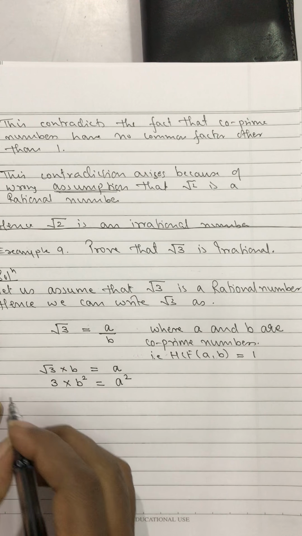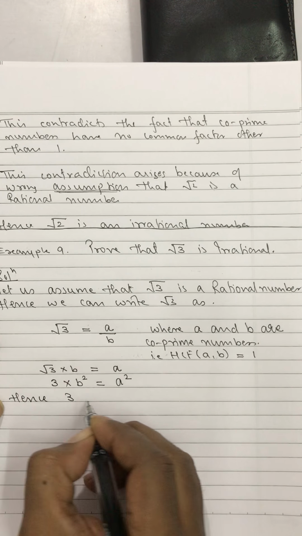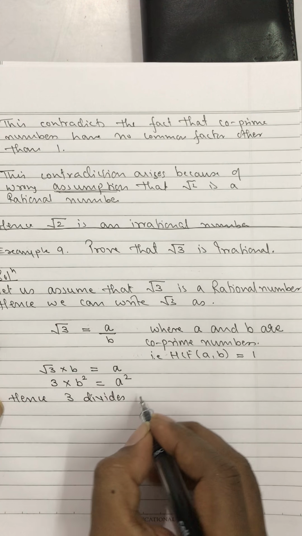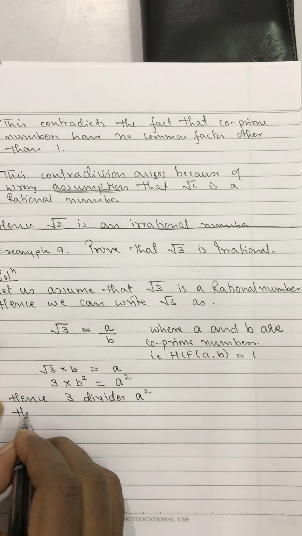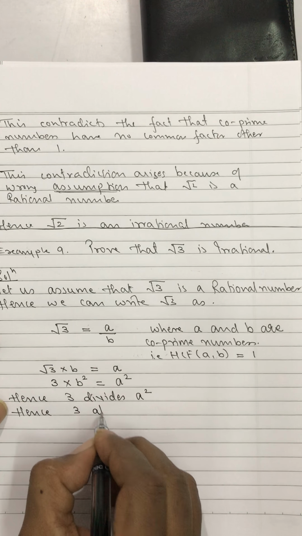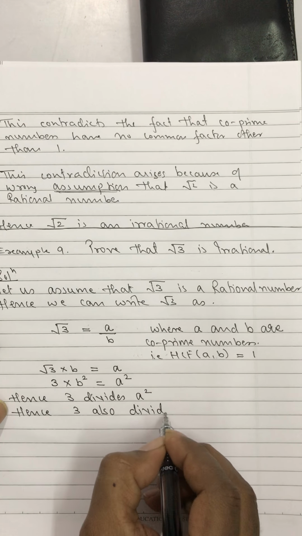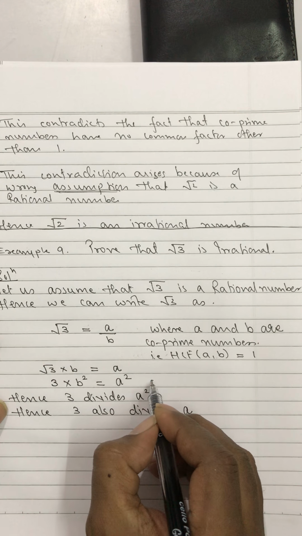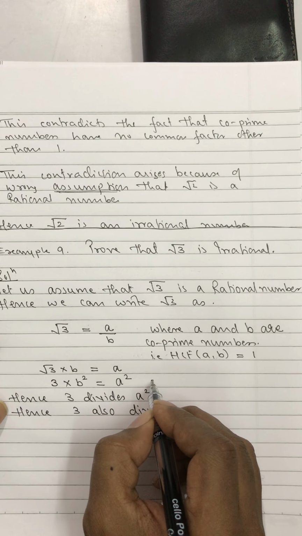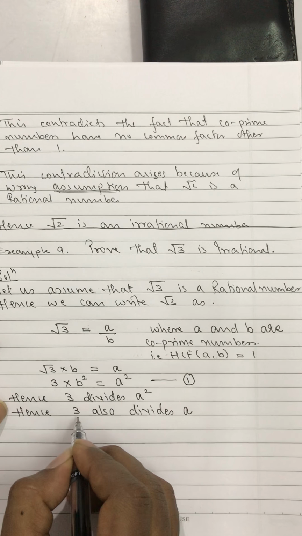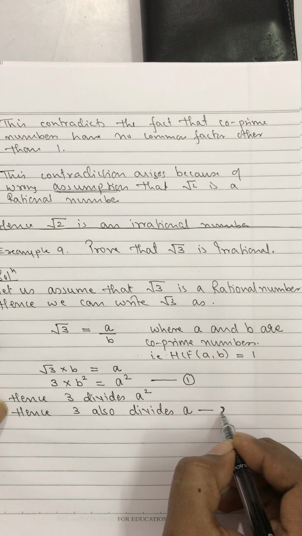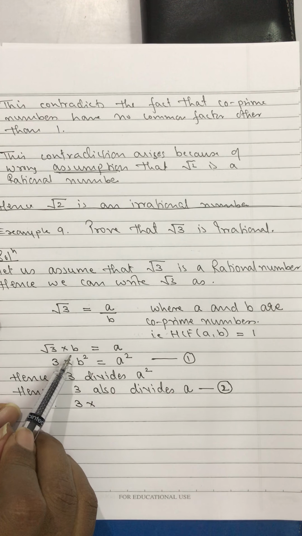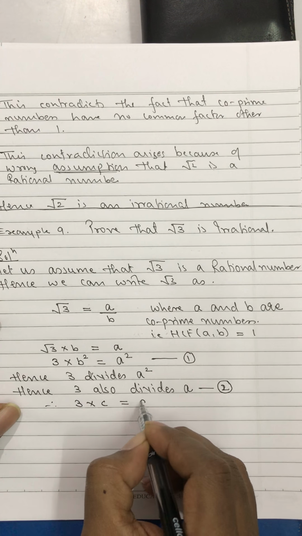So what does this mean? Hence 3 divides A square, because 3 into B square is equal to A square. Therefore, 3 also divides A. This you should label 1. 3 also divides A. So this is your 2. Therefore, 3 into some other number you will have to take now, C. 3 into C is equal to A.